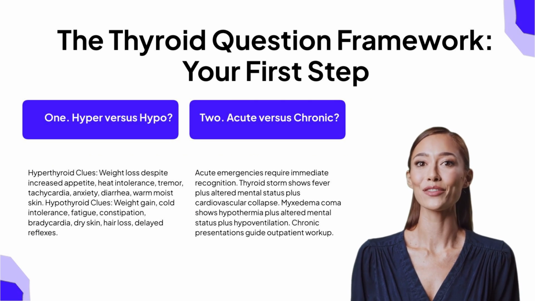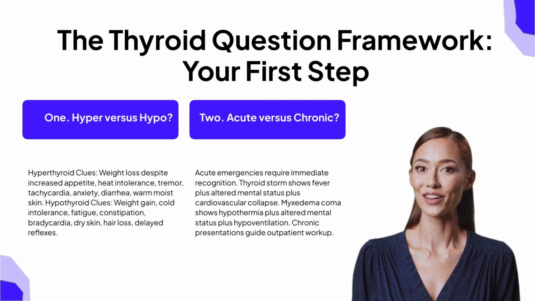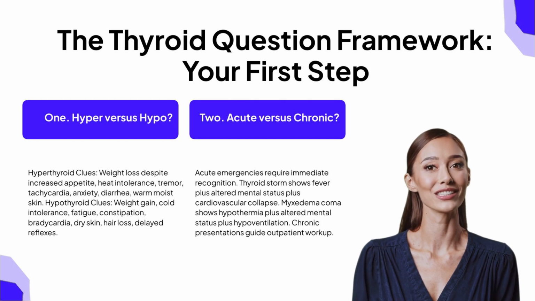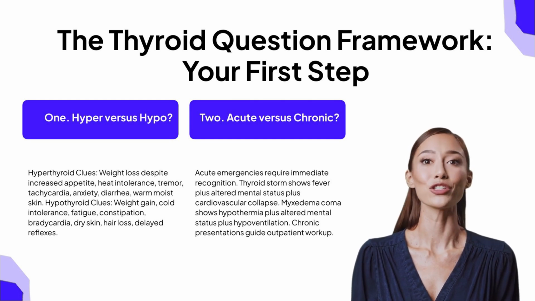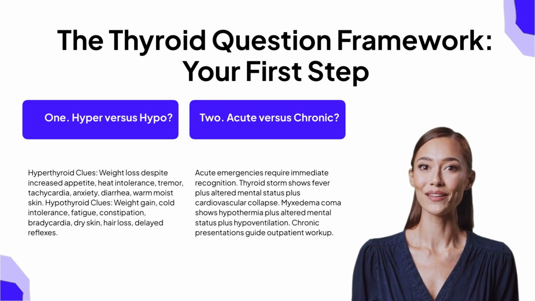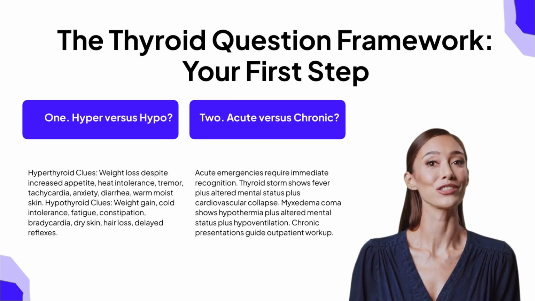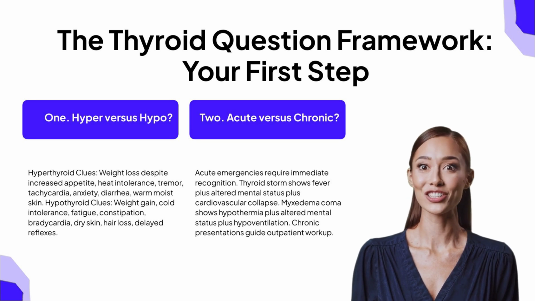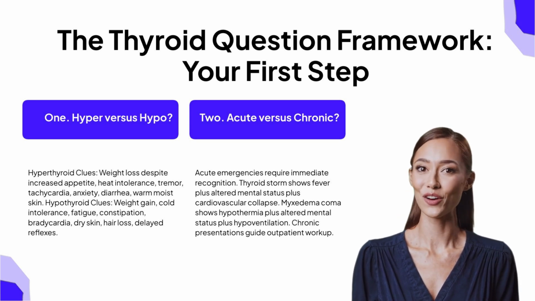First, determine if the patient is hyperthyroid or hypothyroid. The buzzwords are your friends here. Hyperthyroidism gives you a revved-up patient. Weight loss, heat intolerance, tremor, fast heart rate. Hypothyroidism gives you a slowed-down patient. Weight gain, cold intolerance, fatigue, constipation.